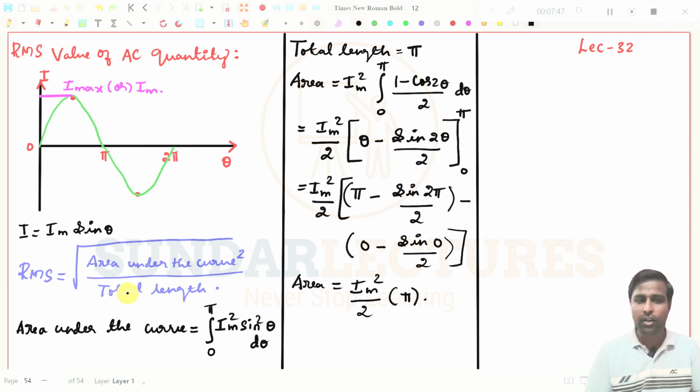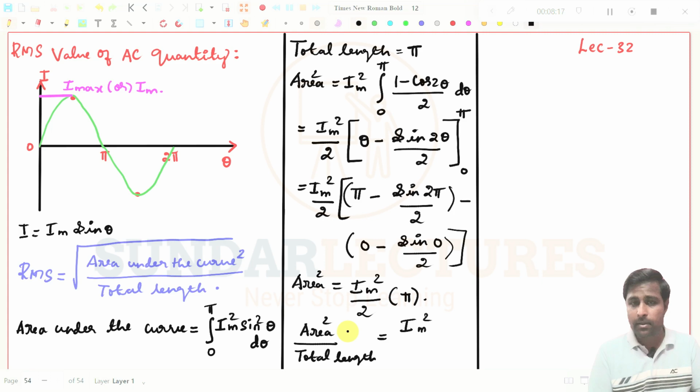And now what we need to do? We have to divide it by the total length. What is the total length? The total length will be pi, right? So I will write here, this is squared area. Squared area should be equal to the squared area divided by the total length. So that should be equal to Im square divided by 2 into pi, and the whole divided by pi, and that pi will come here, right?